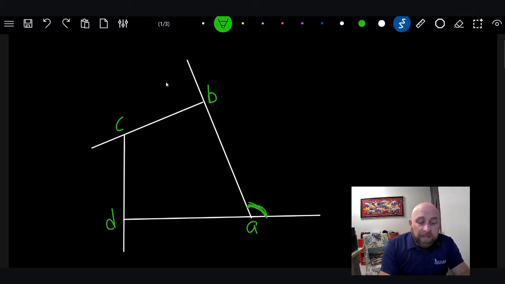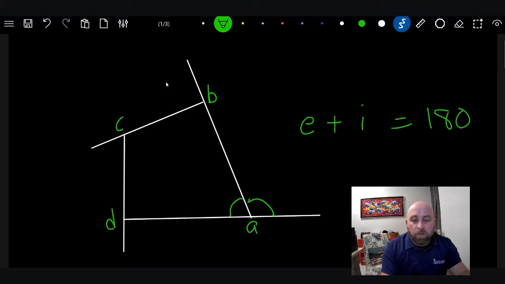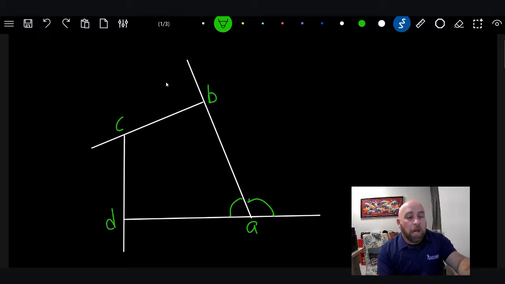So if we take the exterior at vertex A and we add the interior at vertex A, what do we come up with? Well, we come up with a straight line. So exterior plus interior is always going to equal 180 degrees. It has to, okay? Because it's a straight line. This is a straight line, so your interior plus your exterior will equal 180 degrees. It is a law. It has to happen.